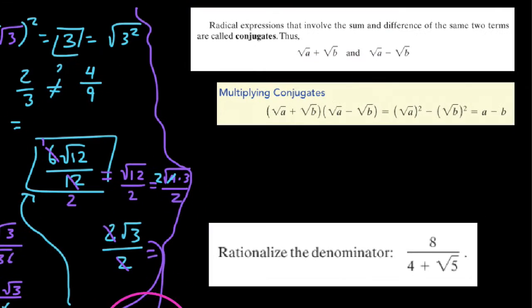Okay. So now let's take a look at this example on the right here. You'll notice that I have written, it says radical expressions that involve a sum and a difference, okay? This would be things like square root of a plus the square root of b, or square root of a minus the square root of b. You notice we have a sum or a difference. The same two terms, if these are the same, square root of a plus square root of b, square root of a minus square root of b, these are referred to as being conjugates. In math, we say that any expression a plus b is the conjugate of any expression a minus b.